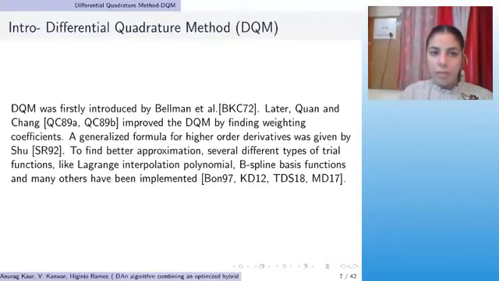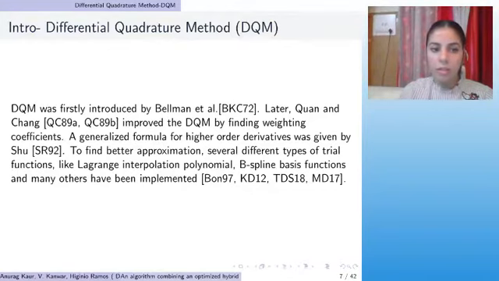Let's start with the DQM, differential quadrature method, which was first introduced by Bellman. Later, Quan and Chang improved it by finding the weighting coefficients. Shu gave the recurrence formula for higher order derivatives. To find a better approximation, several types of trial functions have been used, like Lagrange interpolation, polynomial, B-spline basis function, and many others.